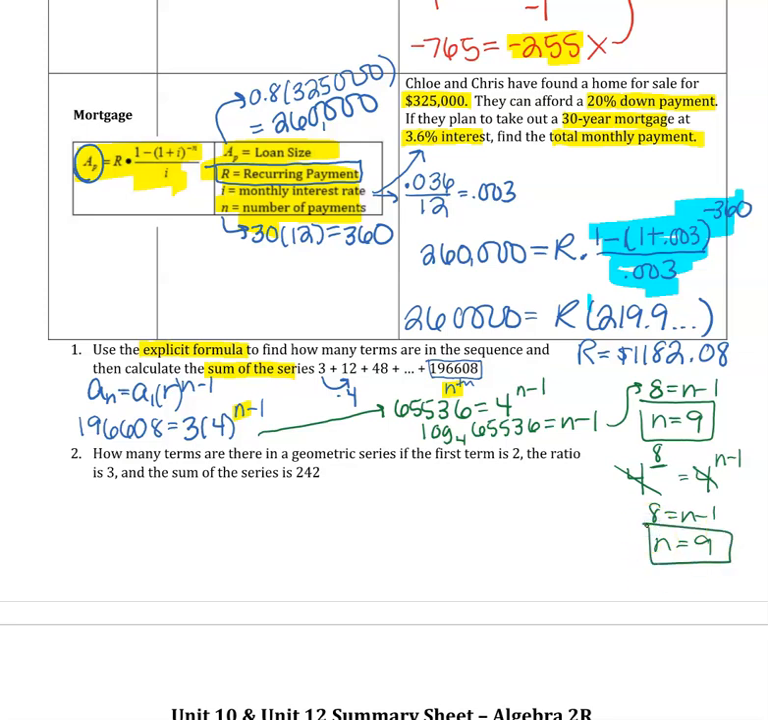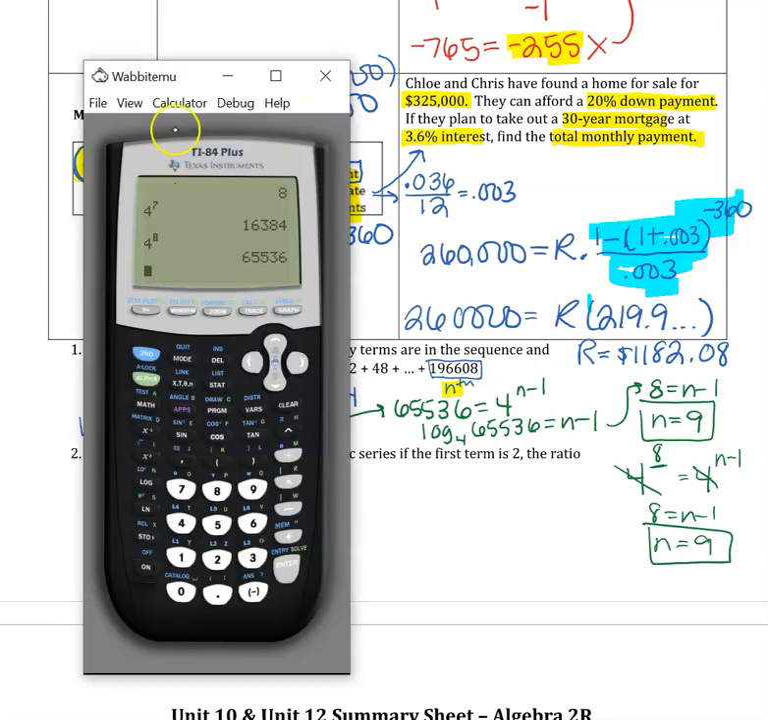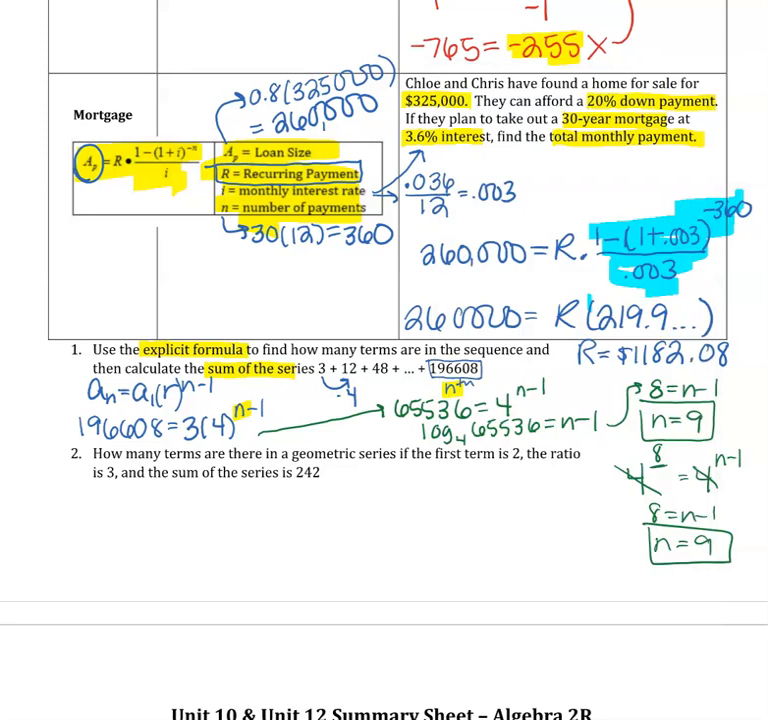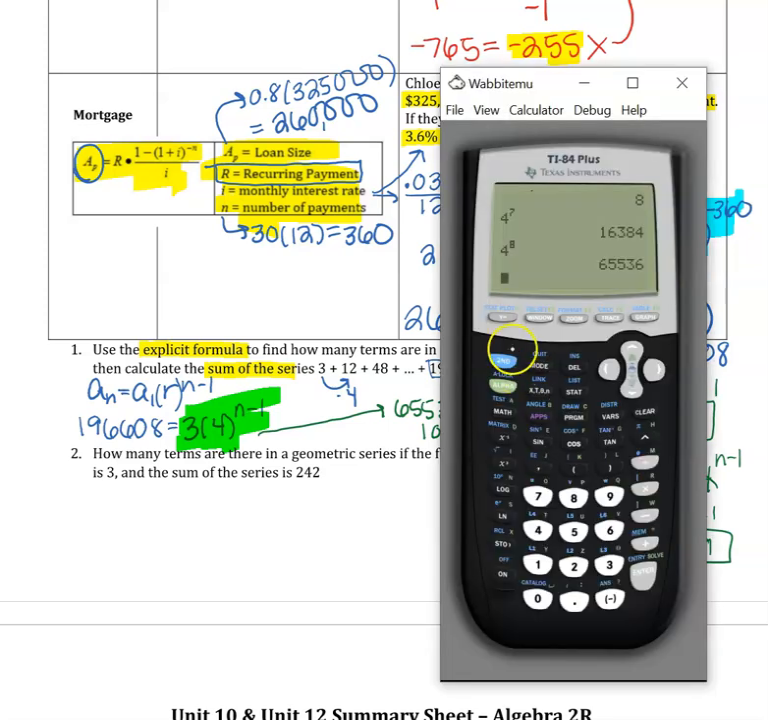Now, a third way to do this, which isn't algebraic, but it's a graphic check, is once you come up with your explicit formula, which is right here on the left, I can go to my calculator, type in y equals 3 times 4 to the x minus 1, and then go to my table of values. So this is going to mimic what you're seeing. So 3, 12, 48, and all the way up.